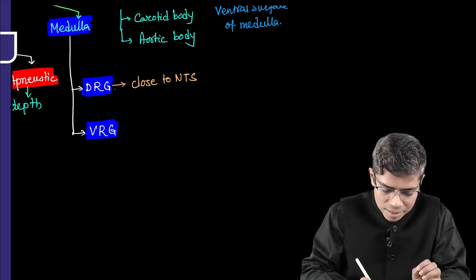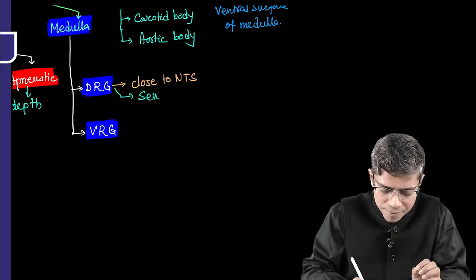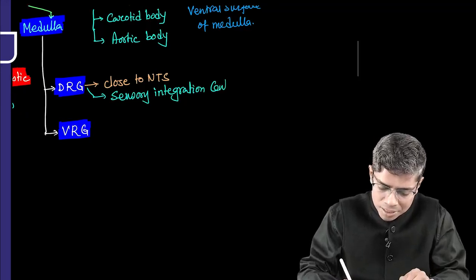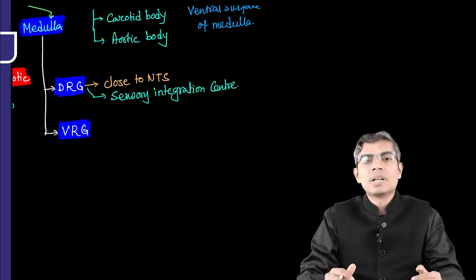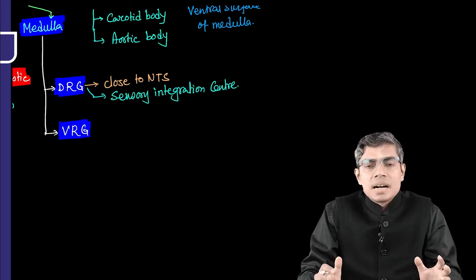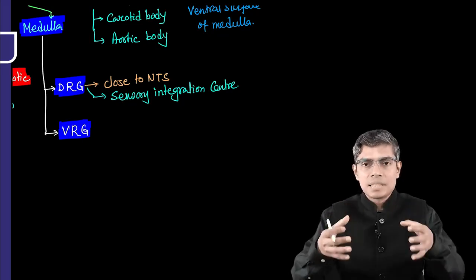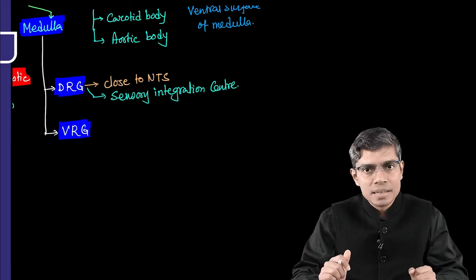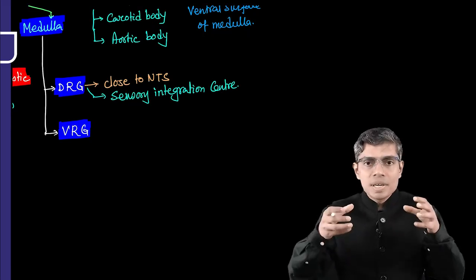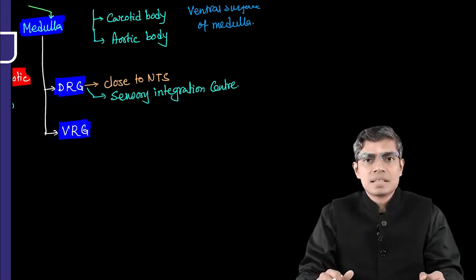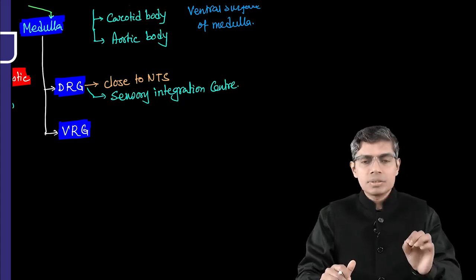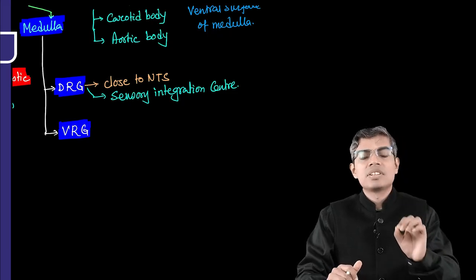So what I am writing, this DRG is the sensory integration center for respiration. What is the meaning of that? You will understand a little bit. Broadly, the meaning is that from different periphery, for example from the lung and from the muscles, various signals are coming to the respiratory center. These are the peripheral signals. Who is integrating all these peripheral signals? That is nothing but your dorsal respiratory group of neurons. According to the recent concept, this is the main function of the DRG.